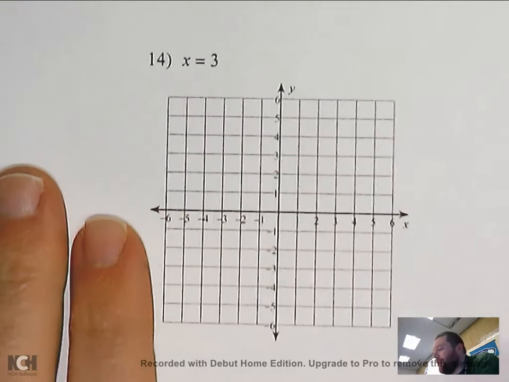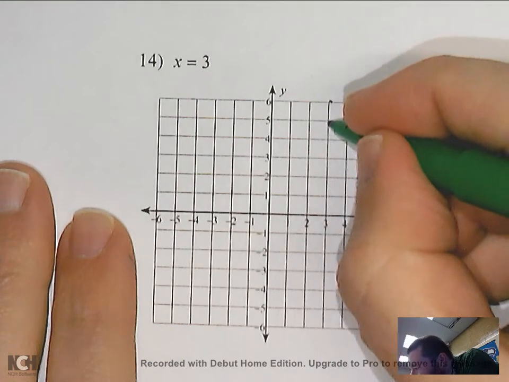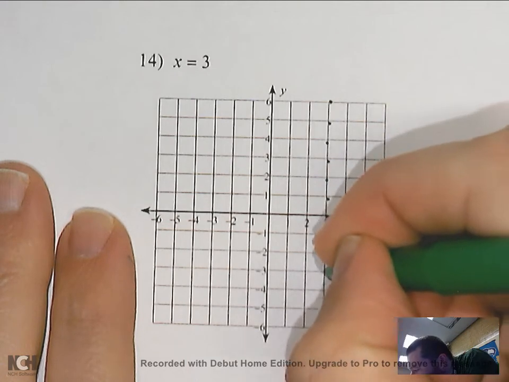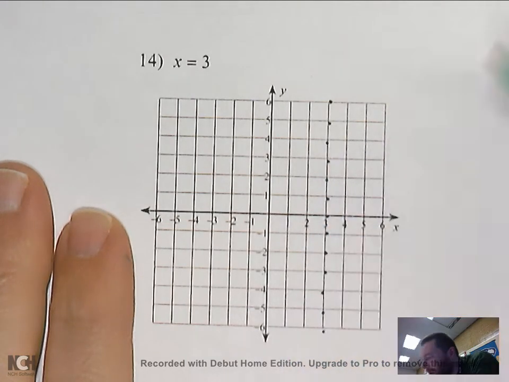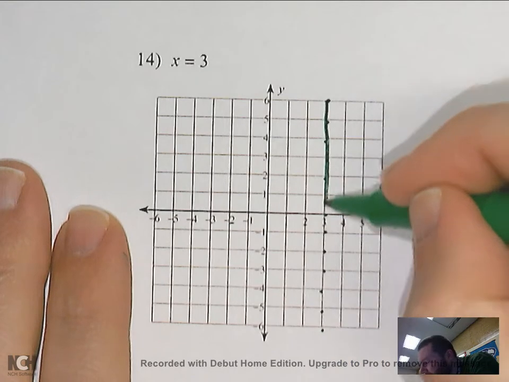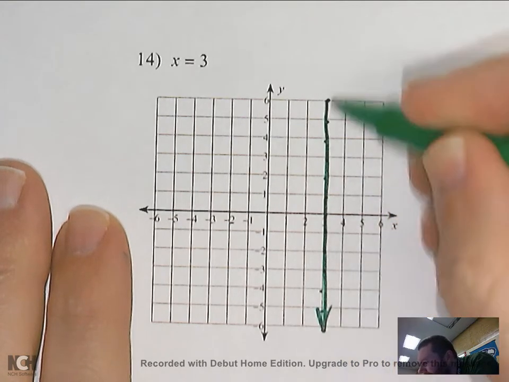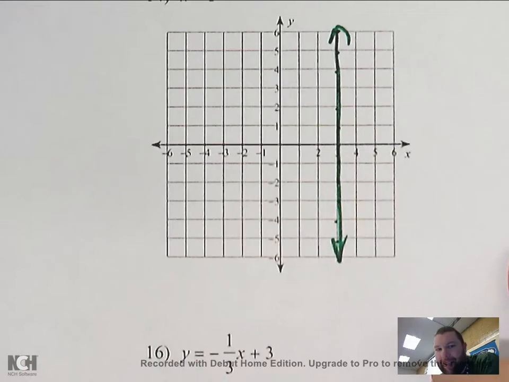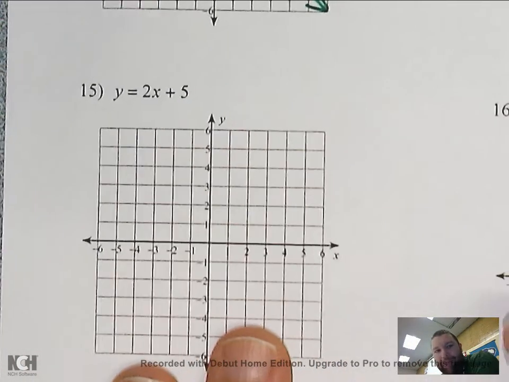If x is always equal to 3, look at all these points that have the x value of 3. And look at what they all form when you put them all together. It is a vertical line. If x is always equal to 3, you get a vertical line at 3 on the x-axis. Let's look at another one.